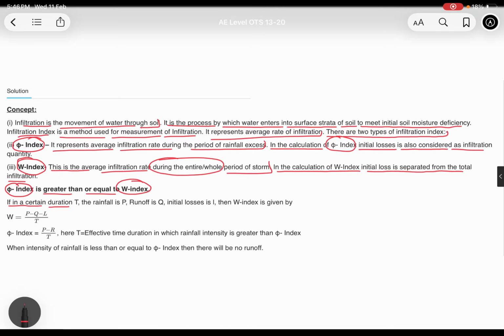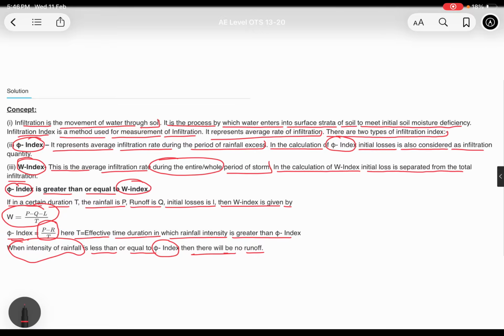If in a certain duration T the rainfall is P, runoff is Q, and initial loss is I, then W index is given by W equals P minus Q minus I by T. Phi index equals P minus R divided by T. Here T is the effective time duration in which rainfall intensity is greater than phi index. When intensity of rainfall is less than or equal to phi index, there will be no runoff.